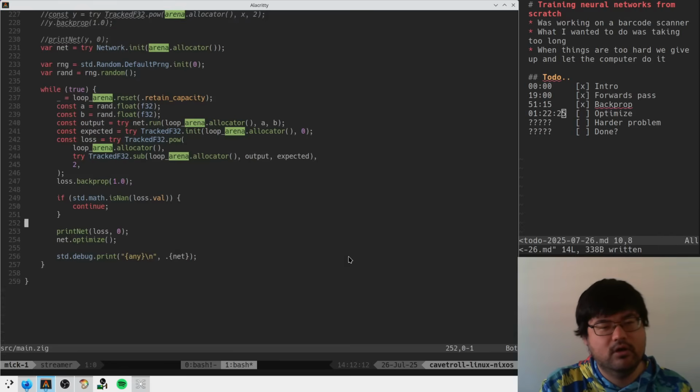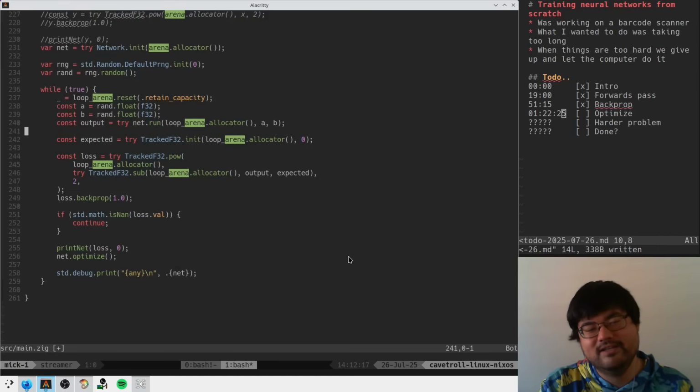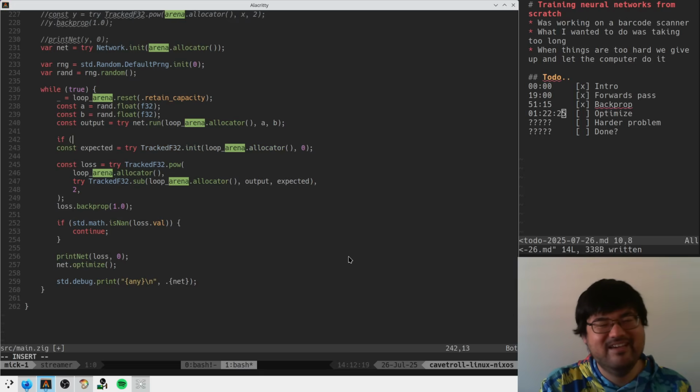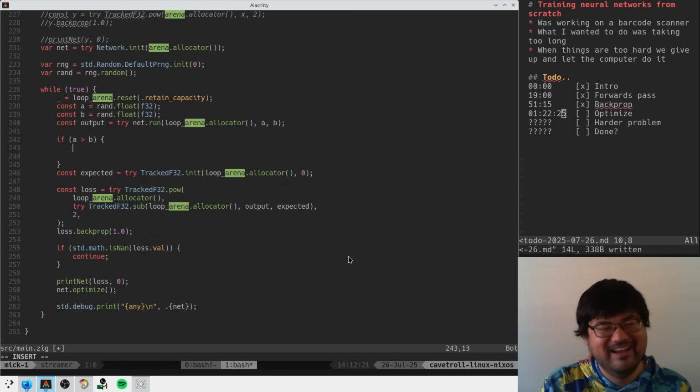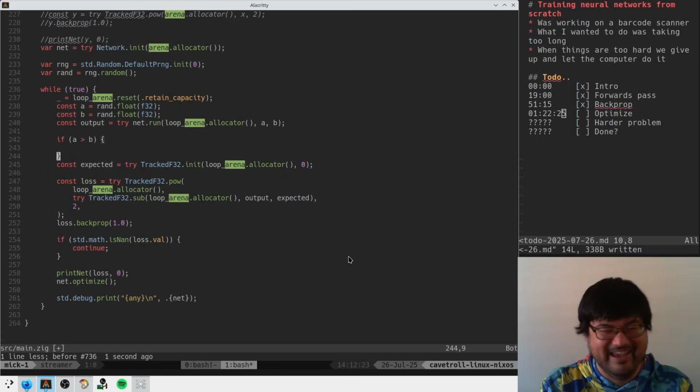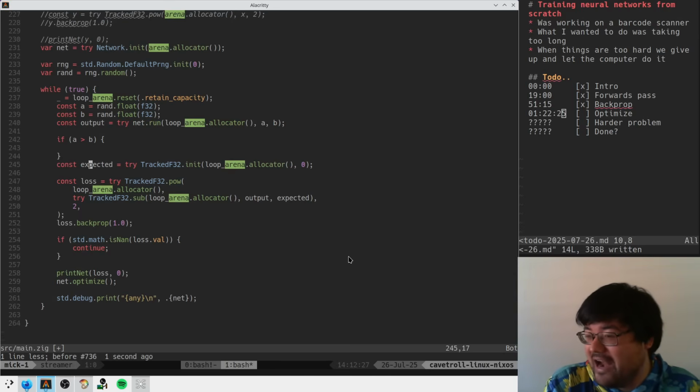Why are you assuming 0? Yeah, that's a really good point, huh? That's a really good point. If A is greater than B, expect... Yeah. That's a really good point. I'm surprised that it's converging on anything, actually, now that you think about this.